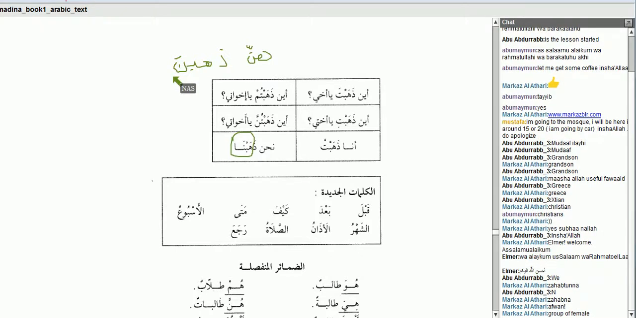Dhahabna. Whereas in today's class, in the Dars al-Khamis Ashar, we have this. Dhahabna, with an alif. And this actually is a totally different meaning. It means we went. Dhahabna. We went. Okay.